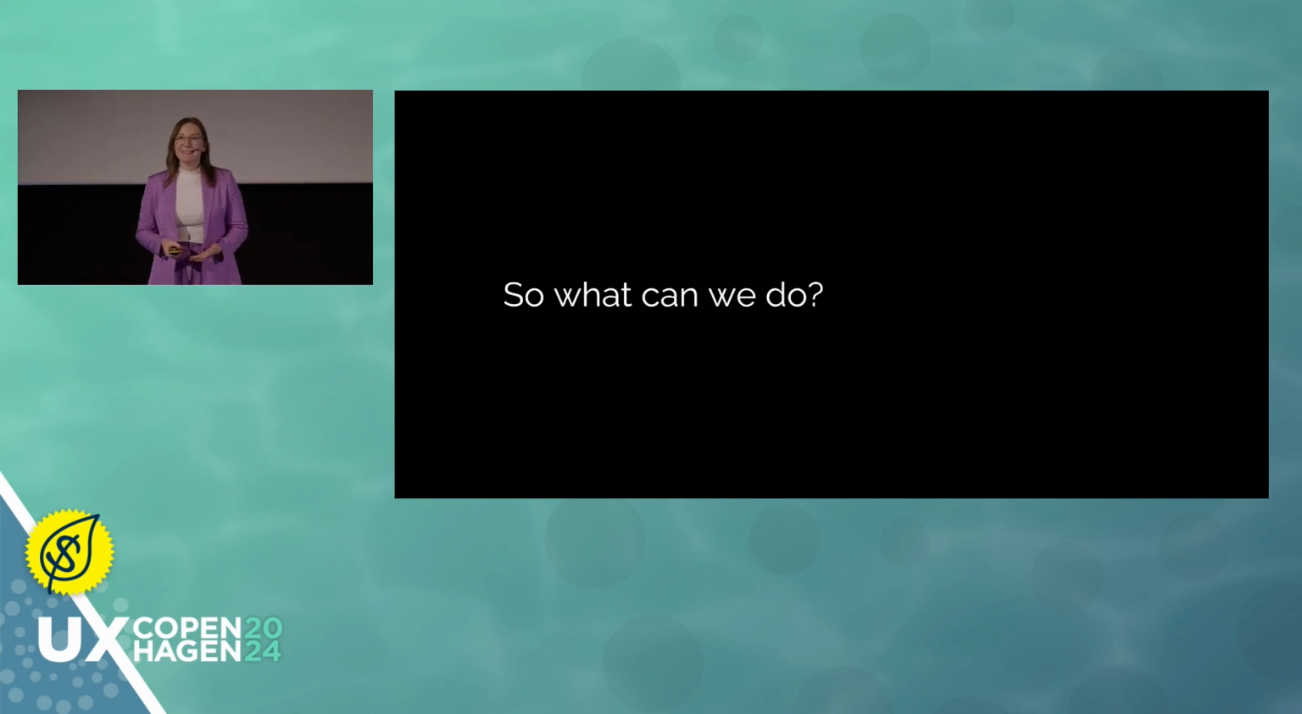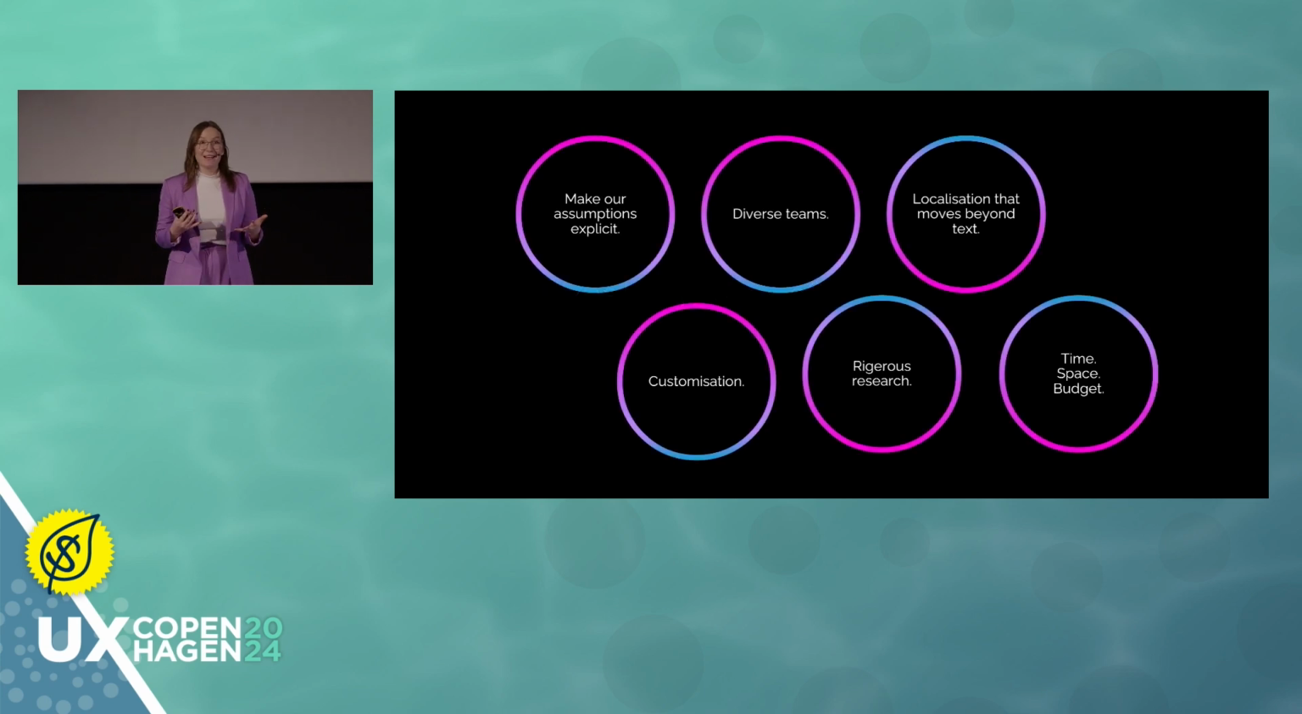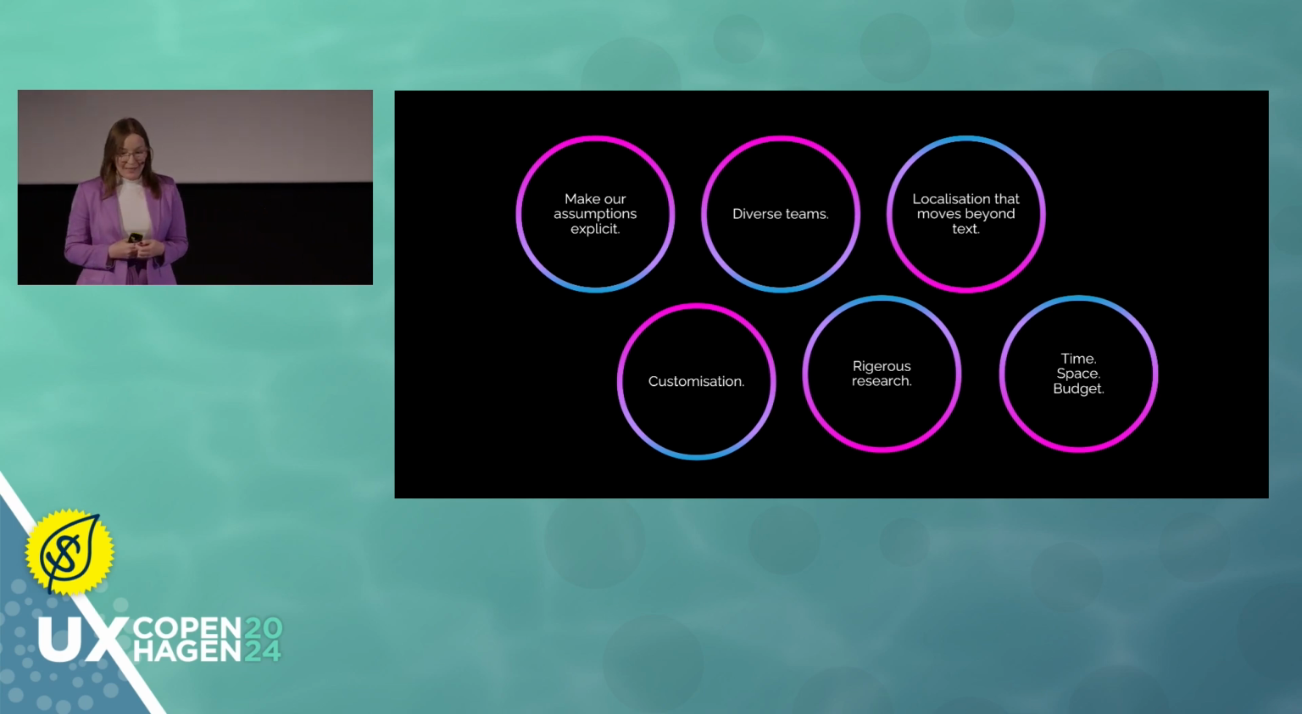So what can we do? If you're sitting there and you think, I want to change this, what can we do? And look, there are things that we can do. We can make our assumptions explicit. We can have more diverse teams, and diverse teams that have space for diverse thought through strong psychological safety where dissent is welcomed.